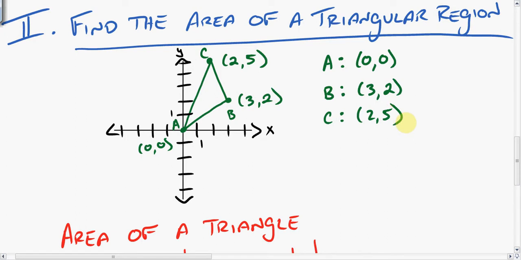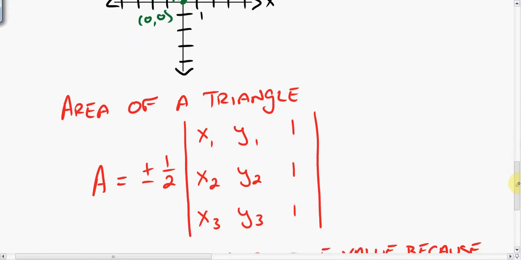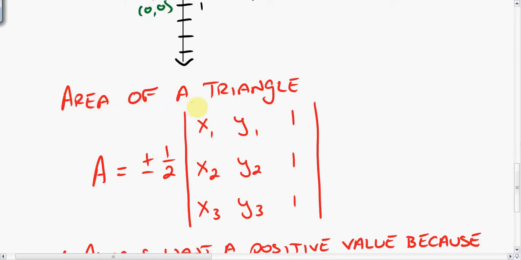So there's a formula, when you know the ordered pairs, to find the area of a triangle, and I've got that written down here. So the area of a triangle, A for the area, is equal to plus or minus 1/2 times the determinant of this matrix. So we've got the ordered pairs x1, y1, x2, y2, x3, y3. The first ordered pair, second ordered pair, third ordered pair. And to fill out our matrix, so it's 3 by 3, we're simply going to put the value of 1 here in the third column.